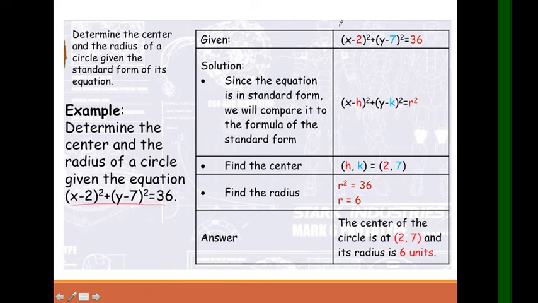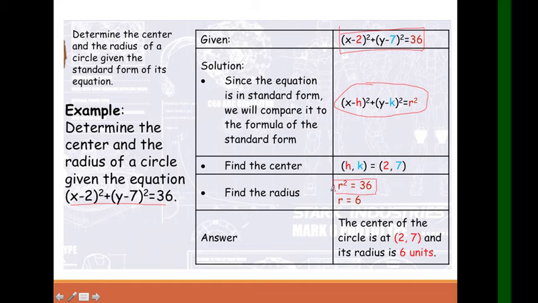So, let's write first the given. This is the standard form for the equation of a circle. And then, the h and k, so we just change the signs. What is the opposite of negative 2? That's positive 2. What is the opposite of negative 7? That's positive 7. And then 36, that's the r squared equals 36.